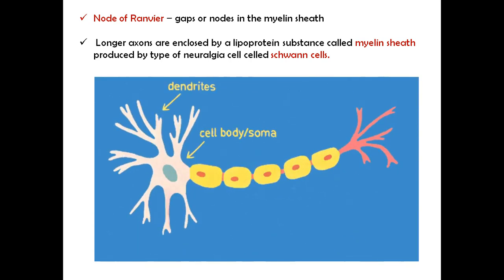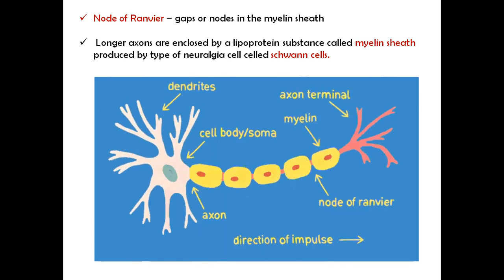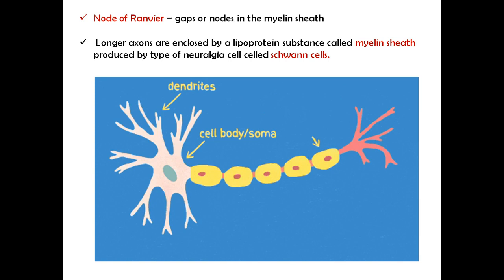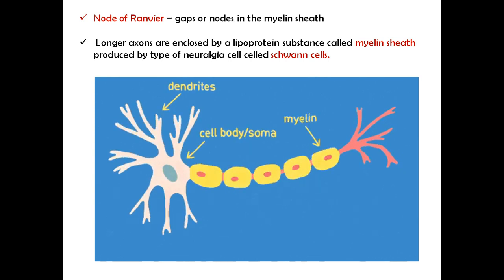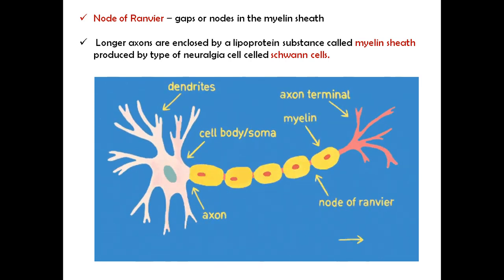Let's see in the diagram, there is the presence of the dendrites. Next one is the axon. These are the myelin sheath. They are the soma or the cell body. Next one is the gap, the nodes of Ranvier, and these are the axon terminals.